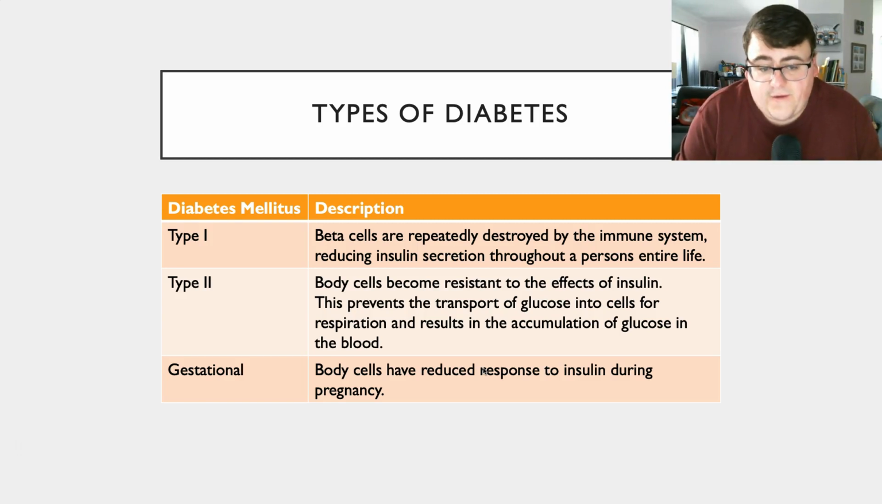Whereas type 2 diabetes is the one that people generally gain throughout their lifetime through excessive eating of sugary substances, etc. In this one, body cells actually become resistant to the effect of insulin because they're seeing it so much. That means that we prevent the transport of glucose into cells for respiration, which results in the accumulation of glucose in the blood. Gestational diabetes is when the body cells have a reduced response to insulin because someone is pregnant, hence the name gestational.